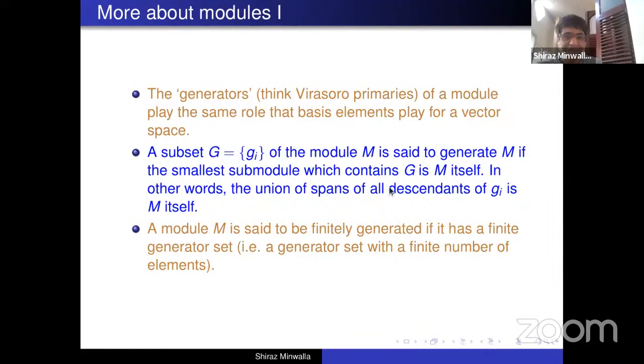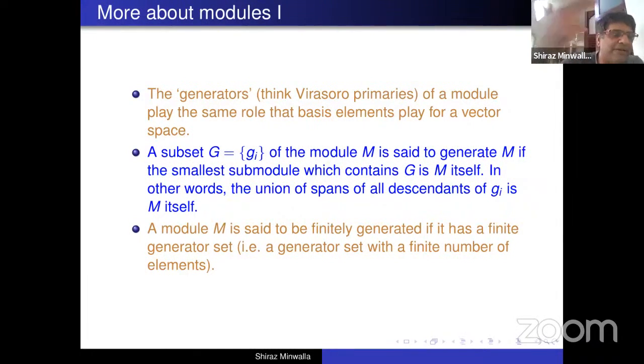The generators of a module, think Virasoro primaries, play the same role that basis elements play for a vector space, because you can get to every element of the module by multiplying more and more ring elements, in this case just polynomials of S, T, and U, acting on these generator states.